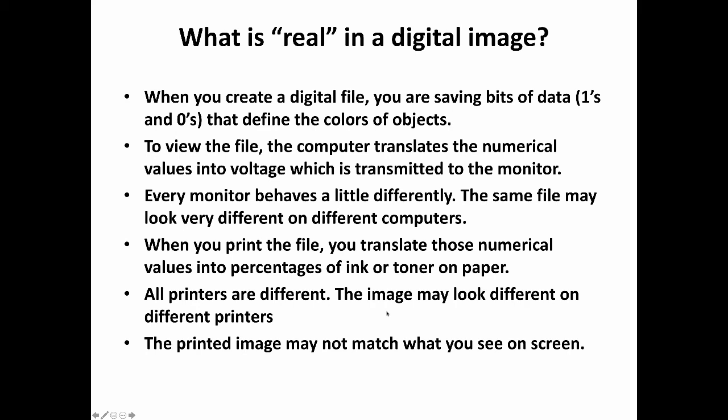When you view that file on your computer's monitor, what's happening is that the computer is translating those ones and zeros, those numerical color values, into voltage. That voltage is then transmitted to the monitor to make colors and images appear on screen. So what's happening when you view something on screen is that you're translating the numerical values of that digital file into an image that's on screen.